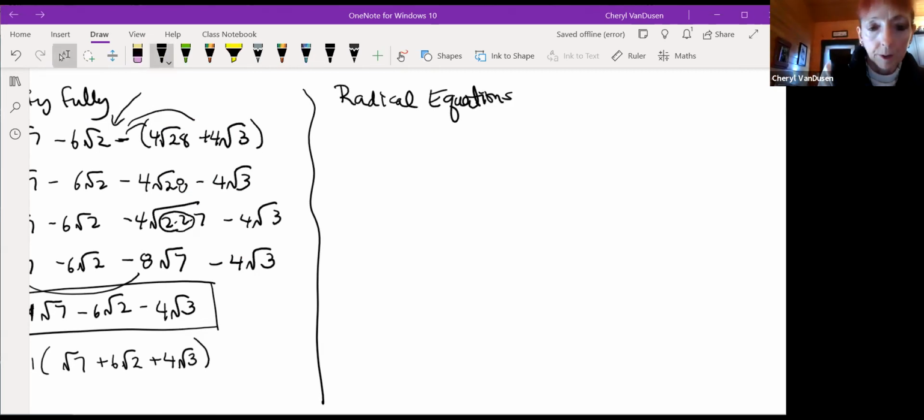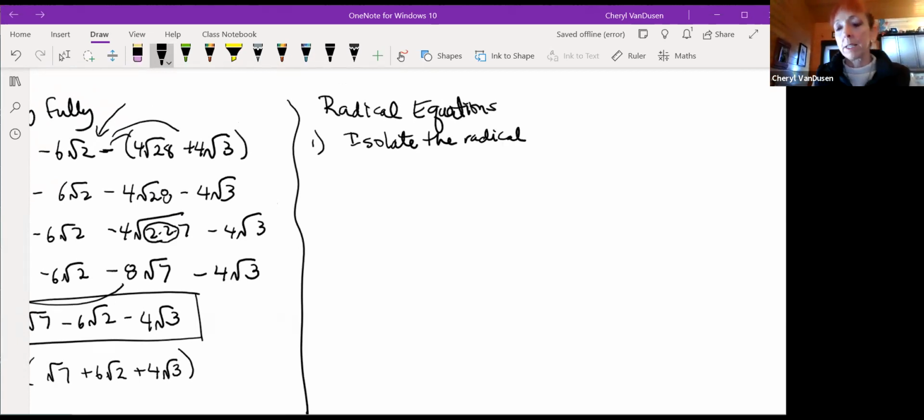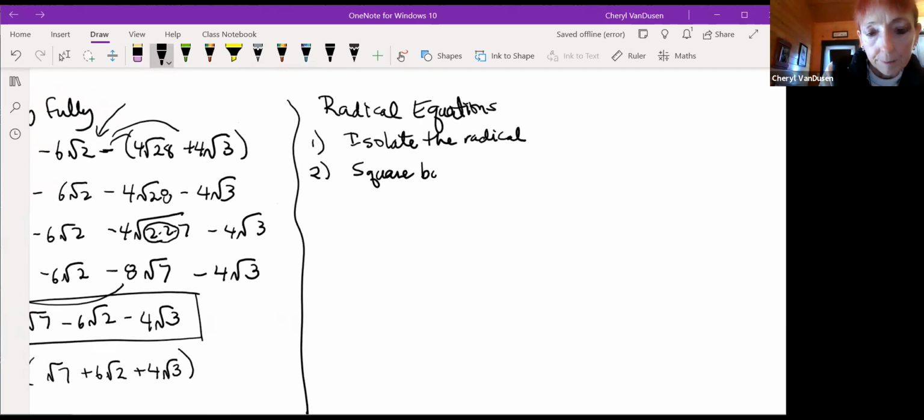Okay, so step number 1 in radical equations is that we want to isolate the radical. Okay, we all know about isolation with COVID going on, right? Isolate means be by yourself. So we're going to make sure that the radical is by itself as best we can. And then we're going to square both sides. And then we're going to solve.